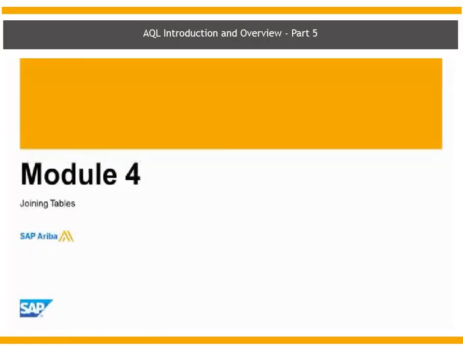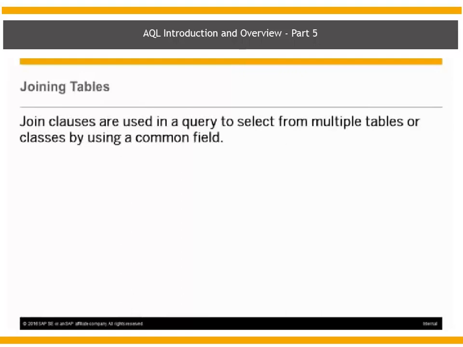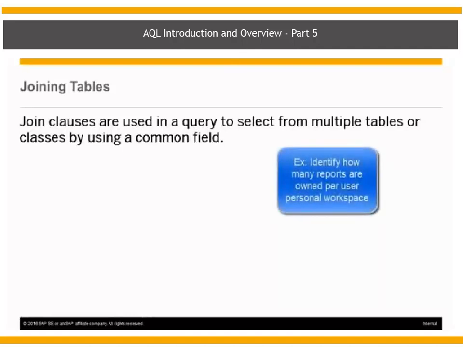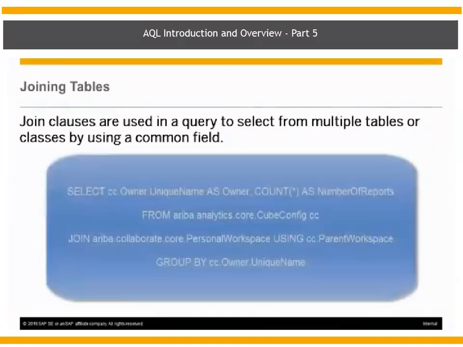Welcome back. In this final module, we will cover joins so that you can pull data from unrelated tables using a single query. A join clause is used in a query to select from multiple tables or classes by using a common field. For example, to identify how many reports are owned per user personal workspace, we would need data from both the kubeconfig class or table and the personal workspace class. Since they have a field in common, we can make the link between these two classes via this field and pull data from both classes as needed. Our query would look something like this.